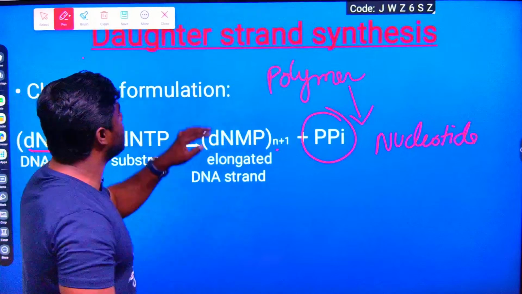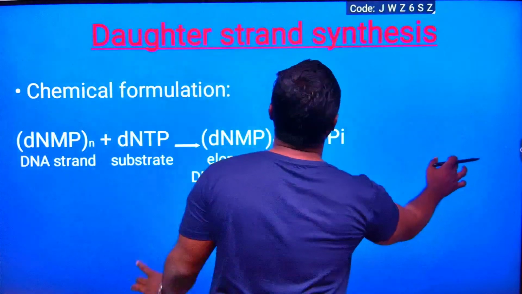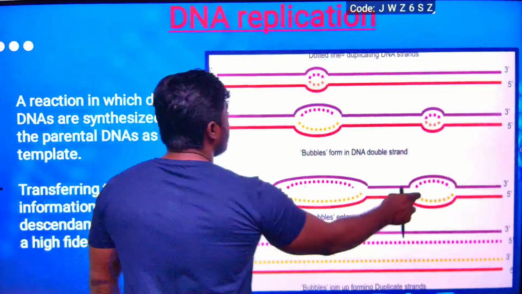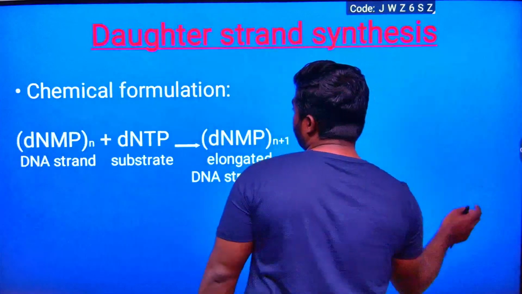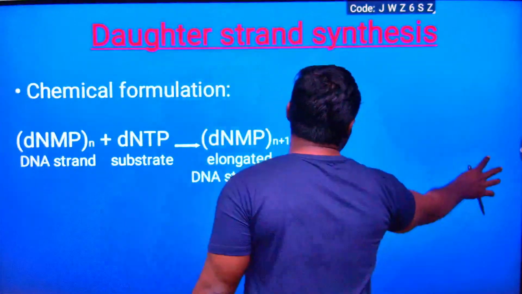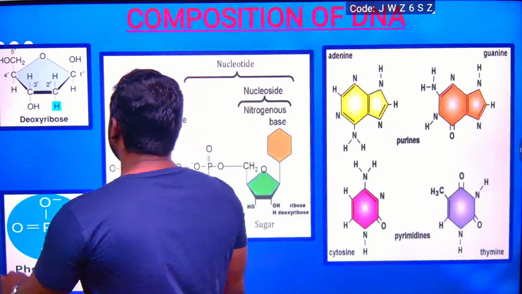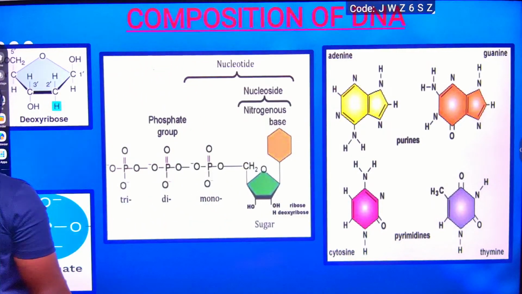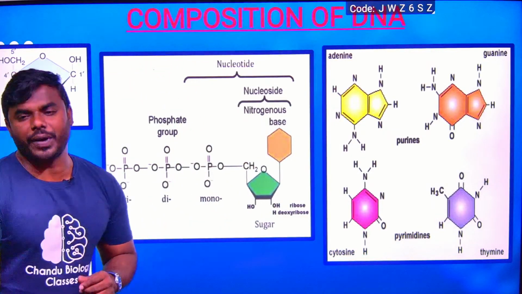Now let's see what we all know very well; I'll just quickly give a glimpse of how the nucleotide generally looks. We already studied this, right? The nucleotide is generally made up of how many parts? 3 parts. What are those?